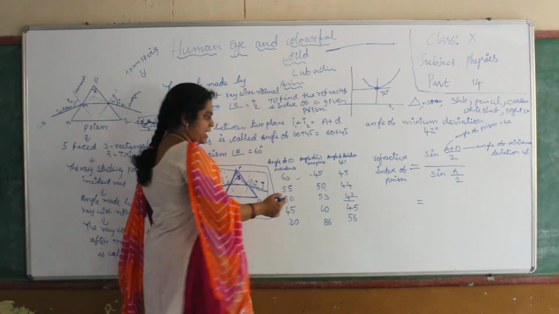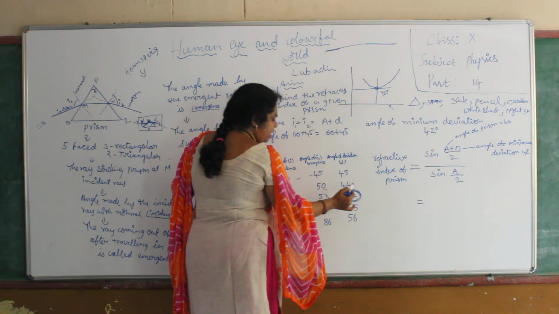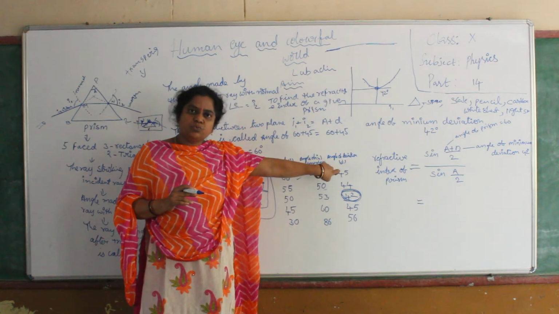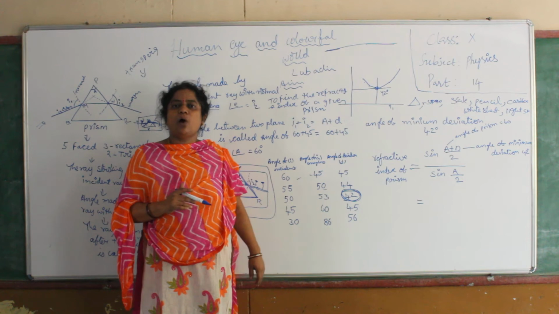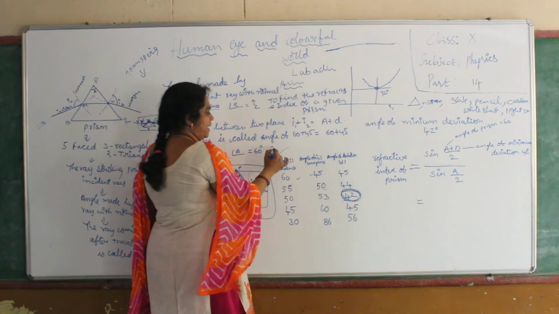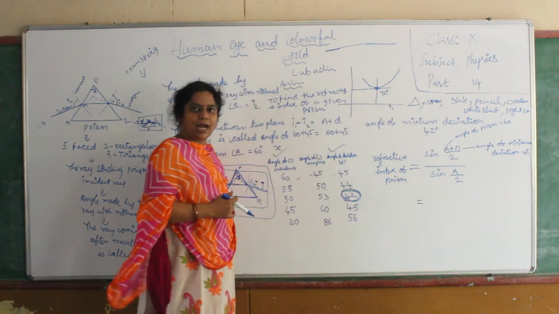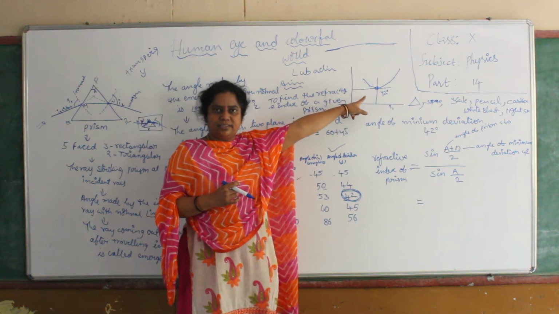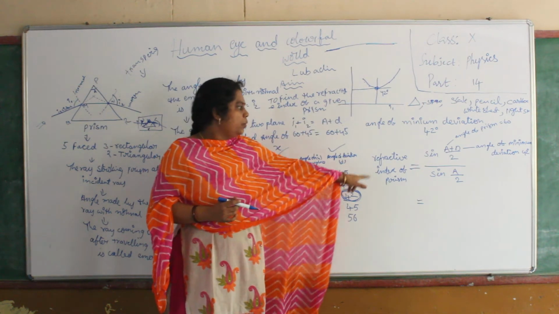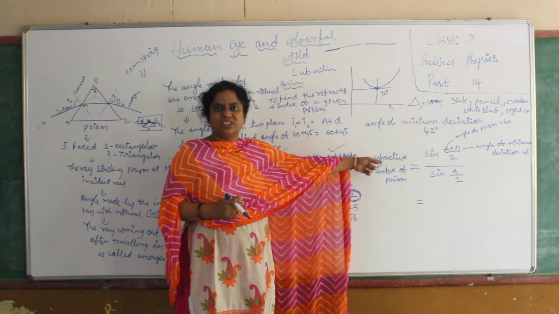At a particular place, there will be a number which is having minimum deviation. In these 5 readings, which one is the lowest? That is called the angle of minimum deviation. So, by taking these values on the x-axis and these values on the y-axis, I plotted a graph, and I got the graph like this. And this is the angle of minimum deviation, 42. With the help of that angle of minimum deviation, I can calculate the refractive index of the prism.